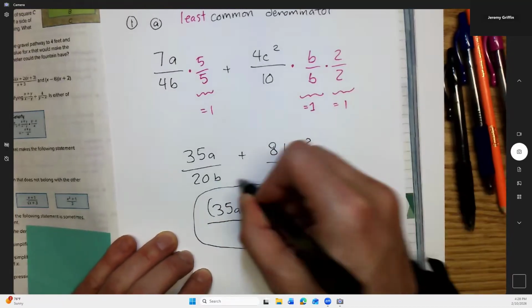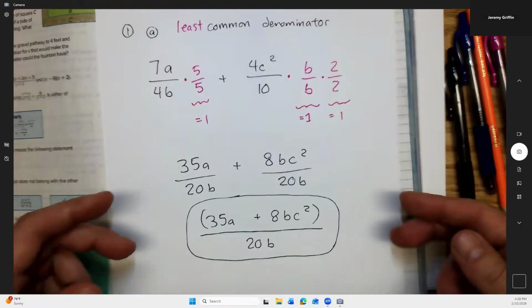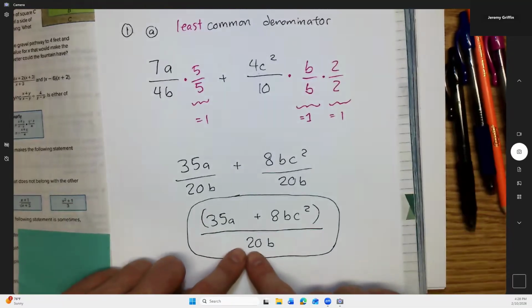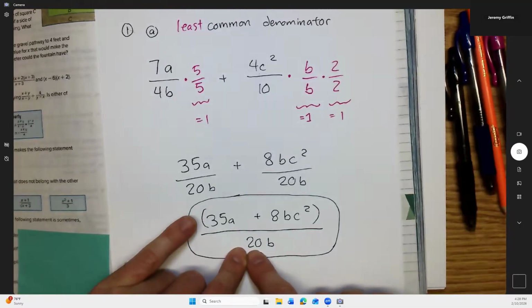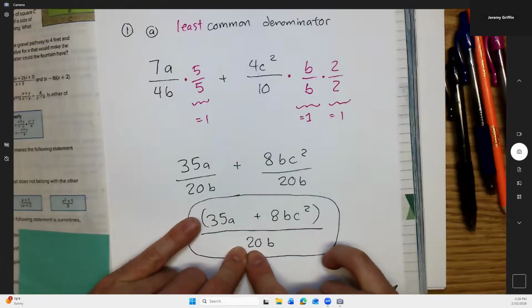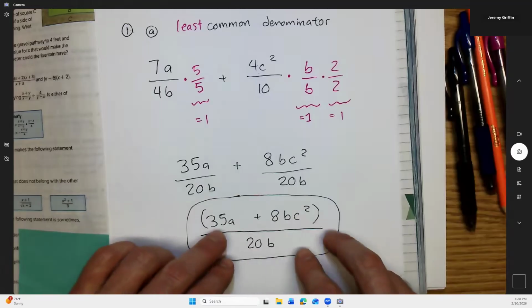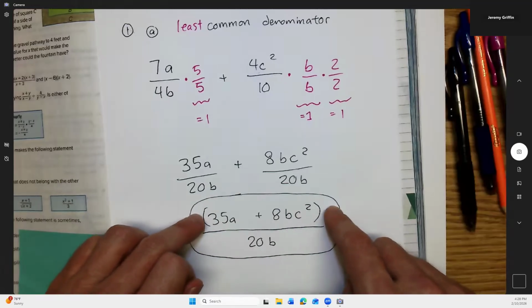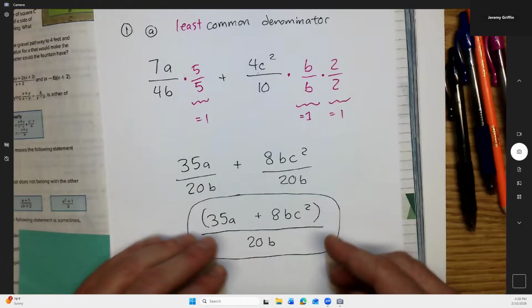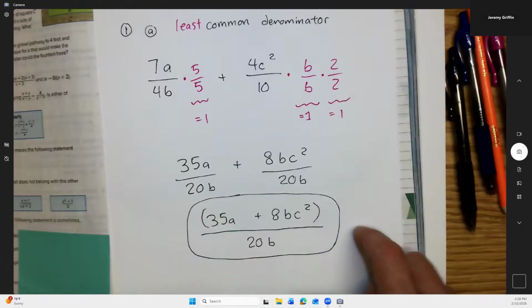One thing I would check is, could I simplify this anymore? The factors of 20 could be 5 and 4. Well, 5 goes in 35, but not the 8, right? And 4 goes in 8, but not in 35. Both terms in the top don't share anything, I mean, one has a b, but not the other. So yeah, that is as simple as that can get. Right, and that would be the answer.